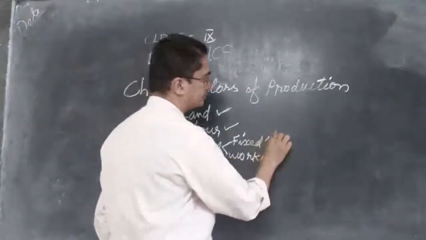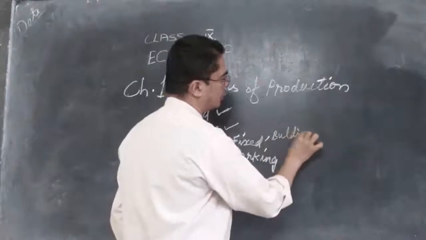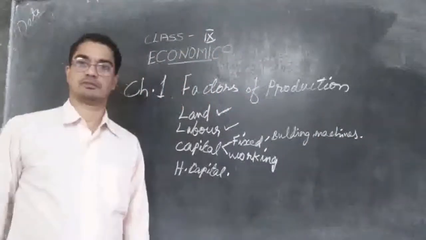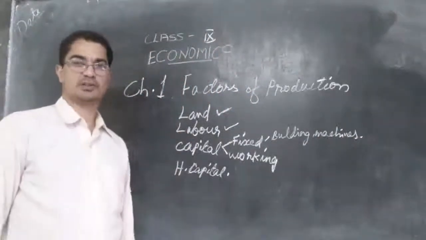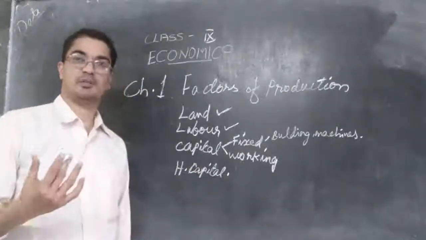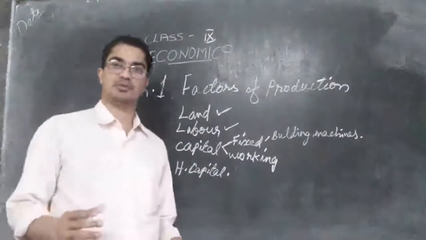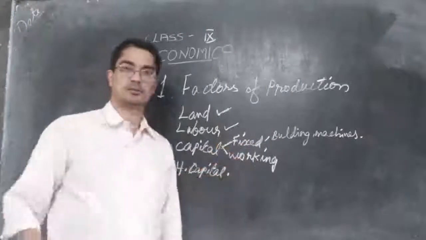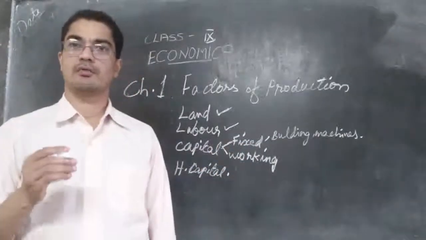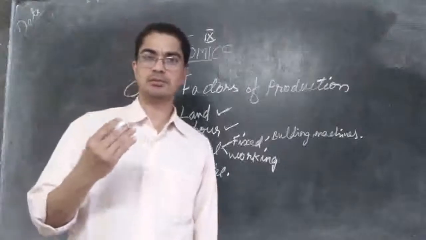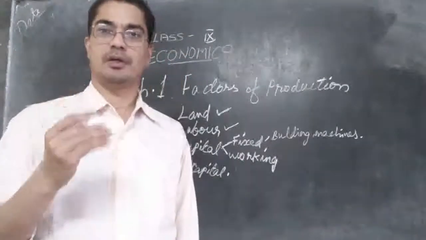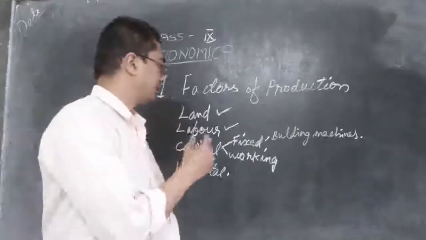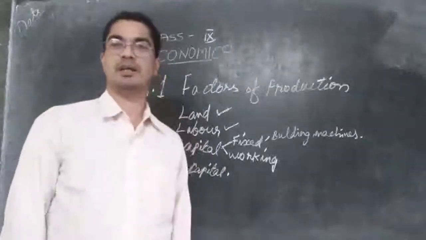We need building, we need machines, etc. So many things are required in the factory to produce. We need a lot of machines. Many machines are there. And nice building should be there. Furniture should be there. All that should be there. All that will be called fixed capital. We call them fixed capital because we can use them again and again. After using one time, it does not get spoiled. We can use them again and again. That's why it is called fixed capital, because it is going to last for many years.